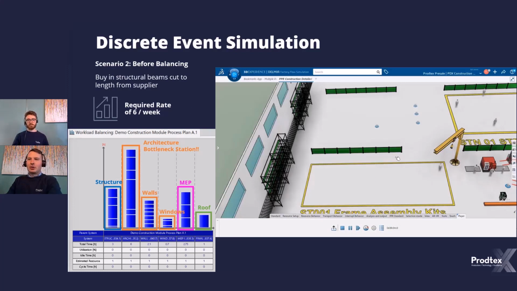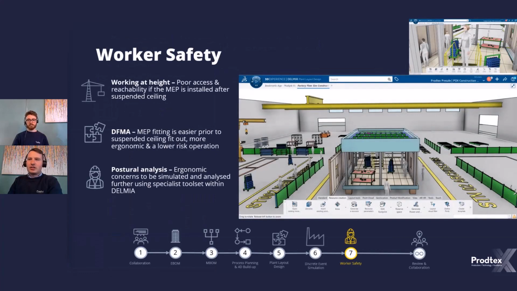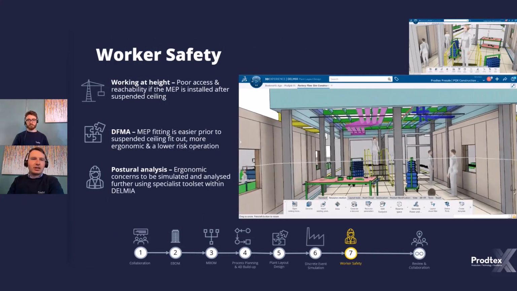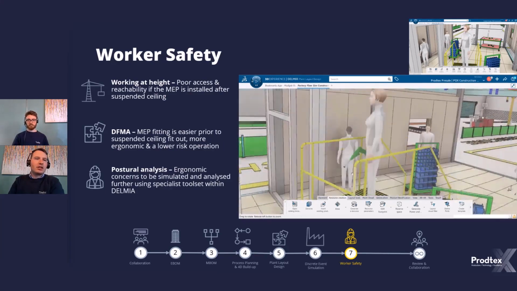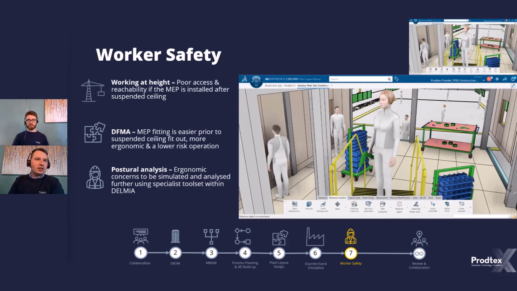Okay, so like we found out in the simulation that we've just run on our initial factory performance, we noticed that there were some issues, one concern around the DFMA and worker safety aspect around one of the operations, which was effectively the MEP install, like we can see here. And so what we've done is we've had a look at one of the operations where, with the suspended ceiling already in, the MEP would need to be installed at height due to poor access. Although we can then have a look at this in more detail because we've identified this early on in the design stage.